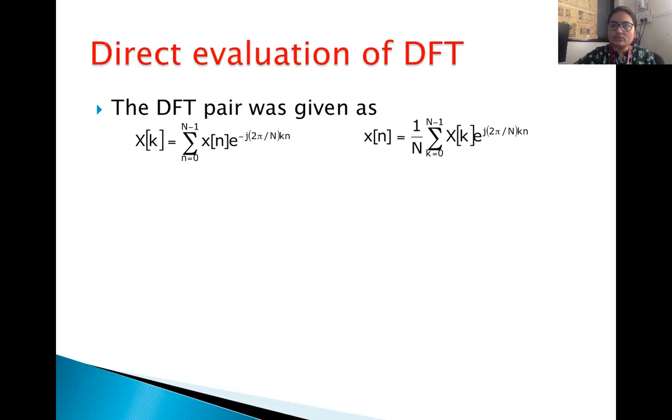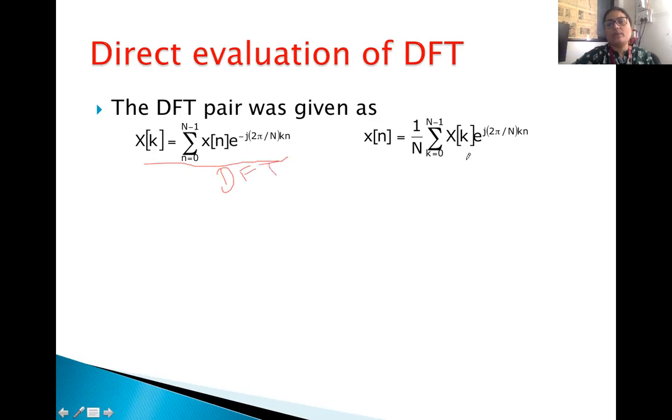Direct evaluation means what? We are using the formula in order to compute the DFT. We know the formula for computation of DFT: X of k is equal to summation, n varies from 0 to N minus 1, x of n e raised to minus j 2 pi k n divided by capital N. With this we can find the DFT value.